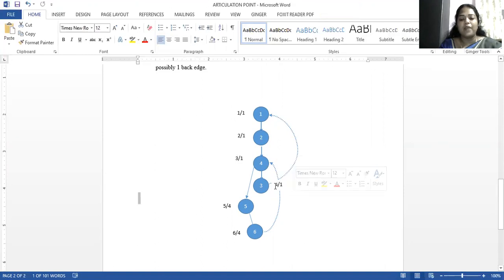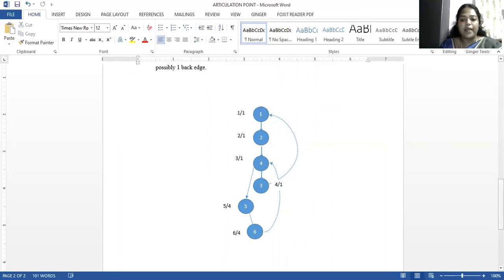But again, you can find one back edge traversing back to 1. So now this is considered as the back edge which is rerouting and visiting the value 1. Now this one is considered as the lowest value that is reachable by all these vertices. So the lowest value for all these vertices will be 1. That is considered as the denominator here.